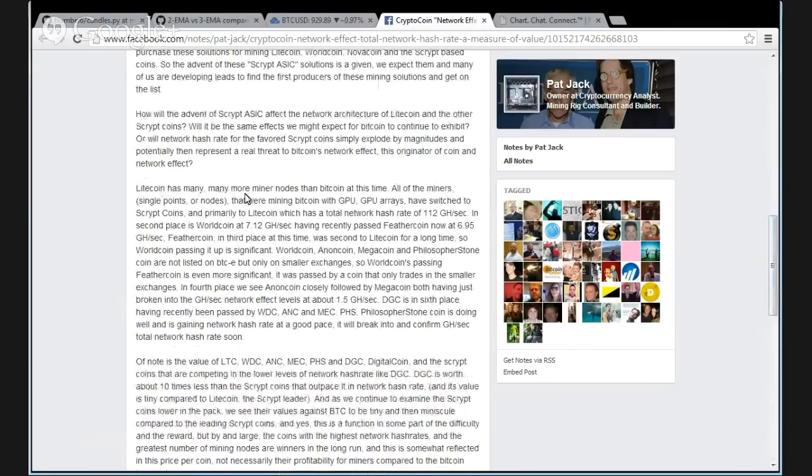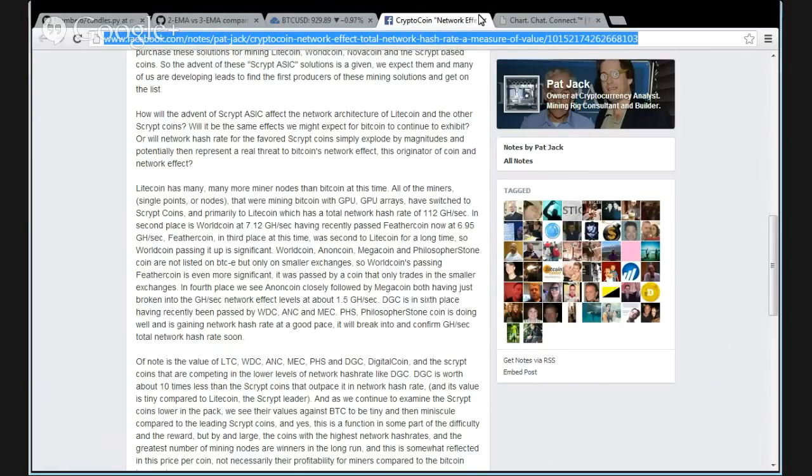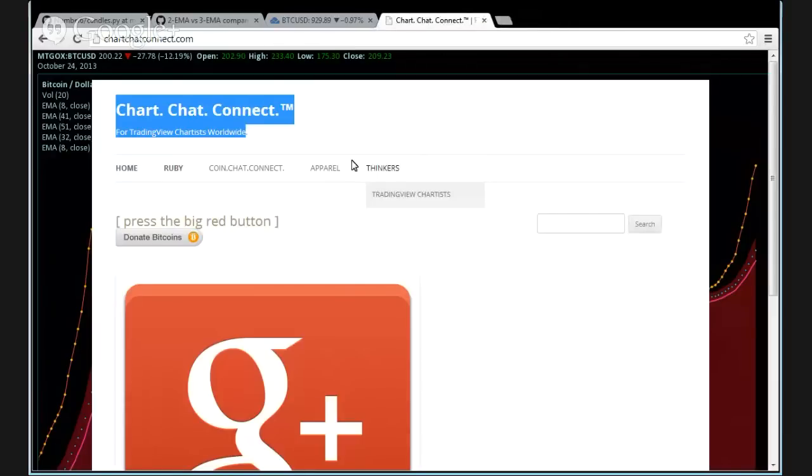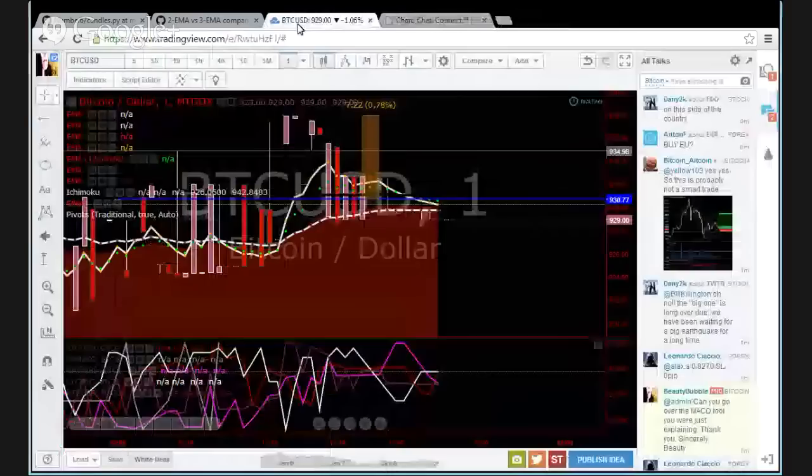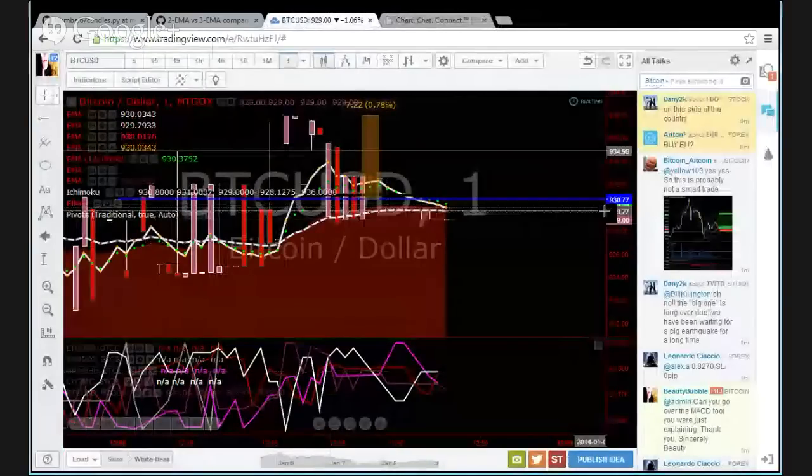Litecoin has many, many more miner nodes than Bitcoin at this time. All of the miners, single points or nodes that were mining Bitcoin with GPU arrays have switched to script coins and primarily to Litecoin, which has a total network hash rate of 112 GH per second. In second place is WorldCoin, etc., etc. Okay, I'm going to go ahead and repost this article and get that back in the chat. Go back to our pair, and fascinating.